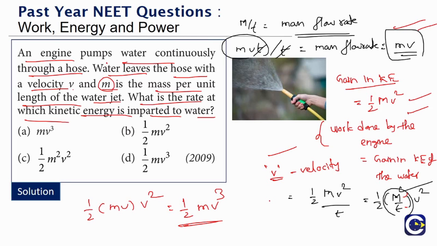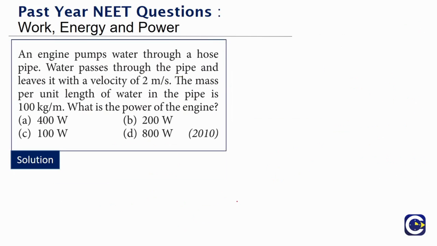So what is the answer for this? The rate at which the kinetic energy is imparted to water will be half into small m into V cube. It's a standard formula. What is small m? It represents the mass per unit length of the water jet, and V is the velocity with which the water will come out of the hose pipe. Okay. Now we have one more question, based on the same formula.